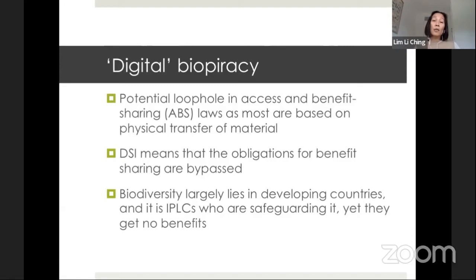So what we're facing now is a situation of what I call digital biopiracy, where there's a loophole in access and benefit sharing laws, because most of these are based on physical transfer of materials. So for example, going back to that Malaysian example, whereby a scientist from the US has collected a valuable product from Malaysia, if they had done so and obtained a physical sample, they would have to go through our laws, and they would be obliged to have a material transfer agreement, be obliged to share benefits back with the country, and be obliged also to obtain the prior informed consent of indigenous peoples and local communities.